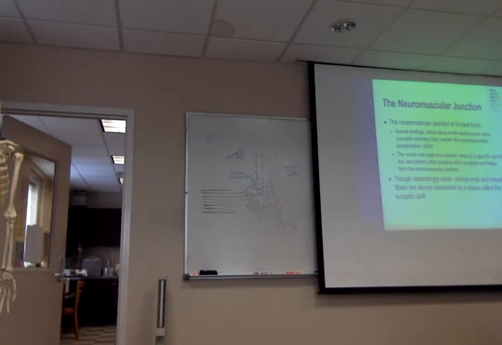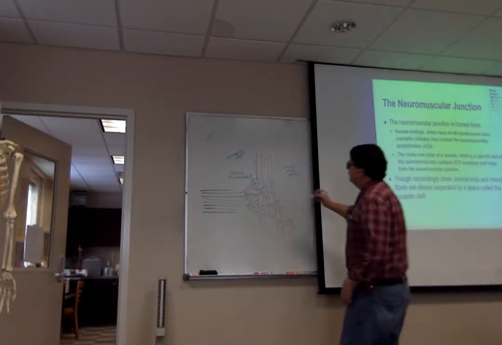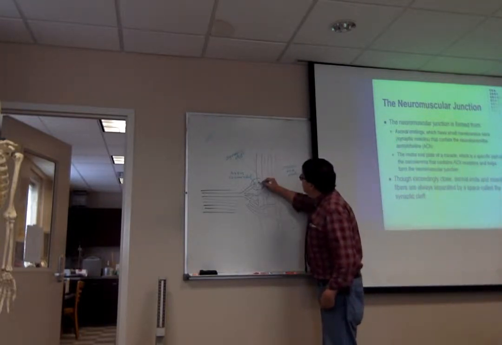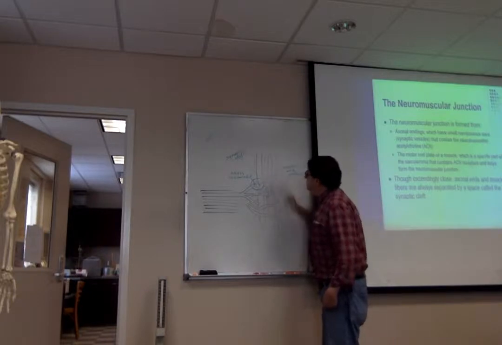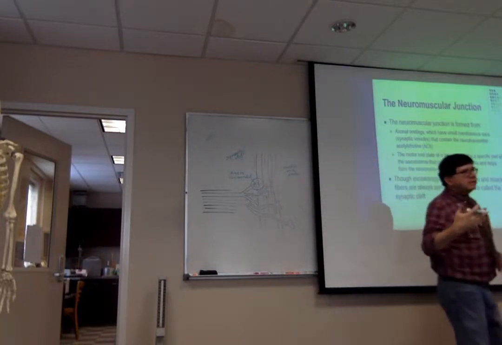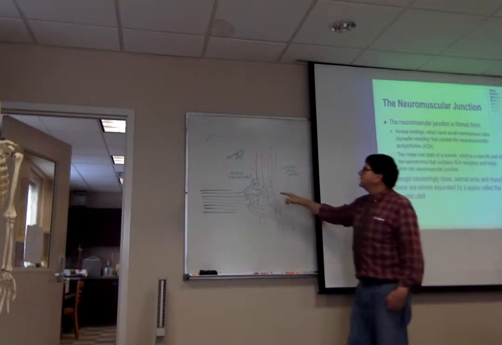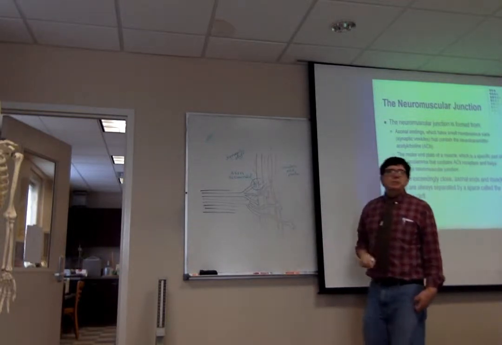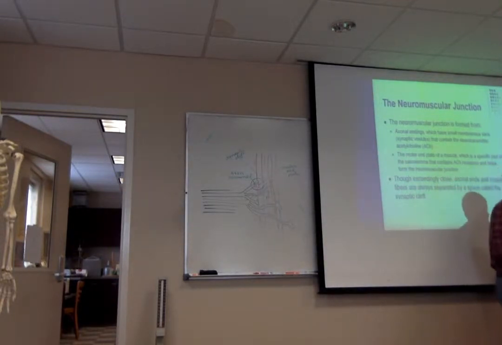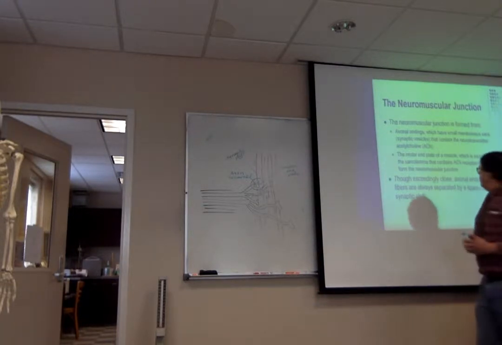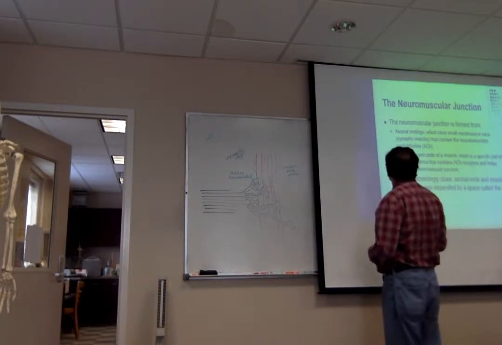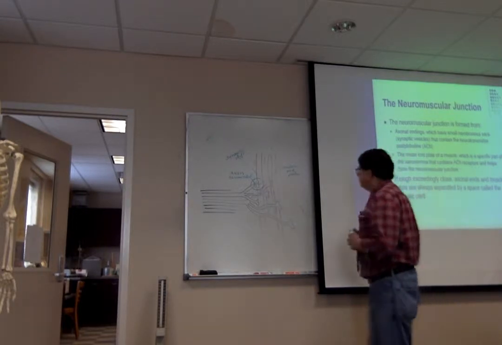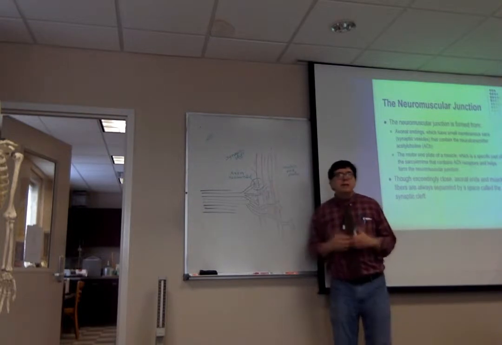It goes on to say that the motor end plate of a muscle is the specific part of the sarcolemma that contains acetylcholine receptors. So this little motor end plate here is going to have receptors for the acetylcholine. So that when acetylcholine is released, it's going to diffuse across the synaptic cleft and bind to those receptors. And it goes on to say that although exceedingly close, the axon terminal and the motor end plate don't actually touch. They're separated by this space called the synaptic cleft.